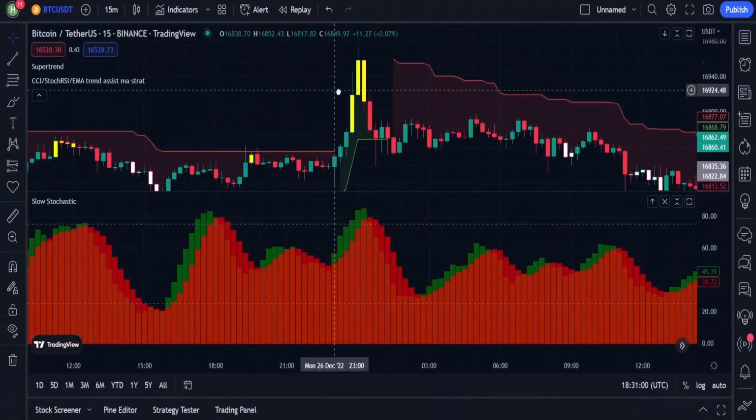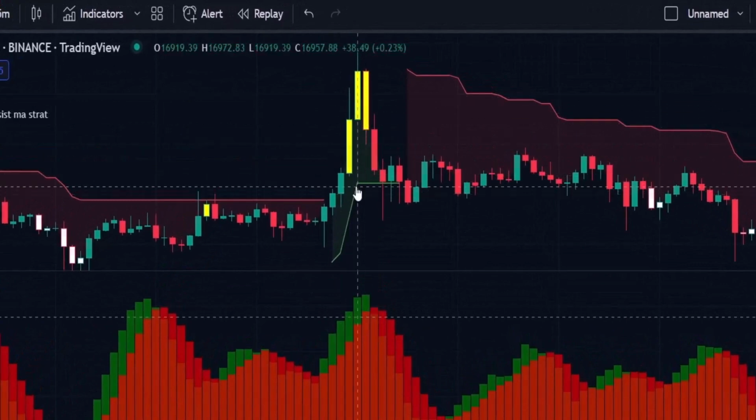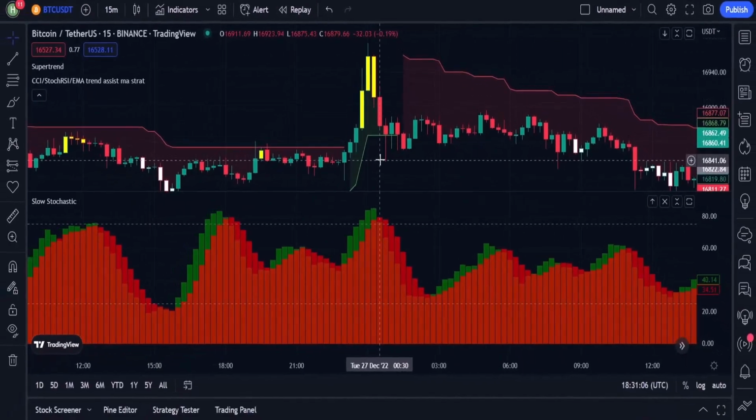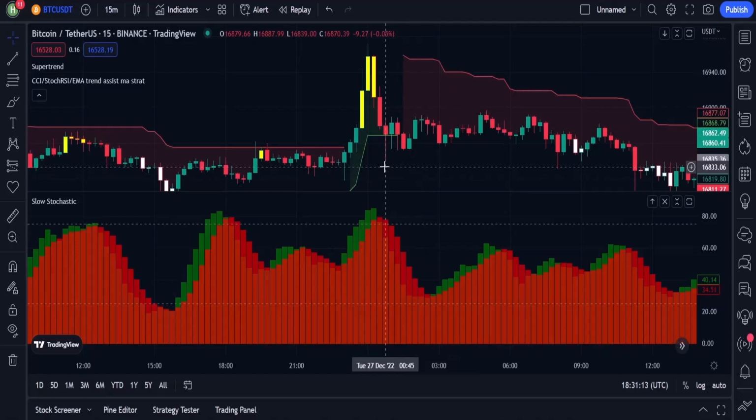Here we also have another false signal, because the candle is above the super trend indicator. So whenever the super trend indicator is green, we do not look for any sell signals, and we will consider them as false signals. And whenever it is red, we will not open a buy position.